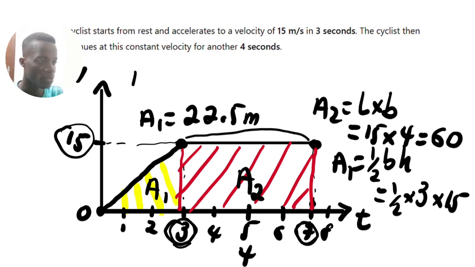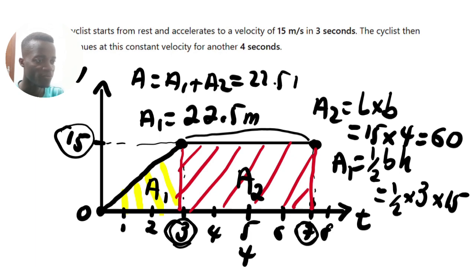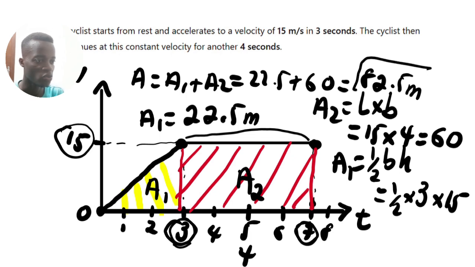So the total area will be equal to area 1 plus area 2, which is 22.5 plus 60, which is going to be 82.5 meters. This is the total distance traveled.